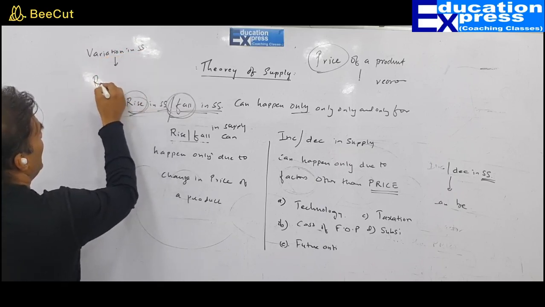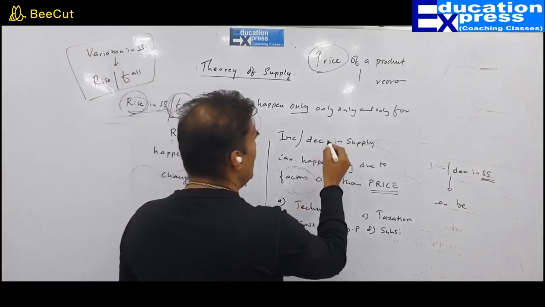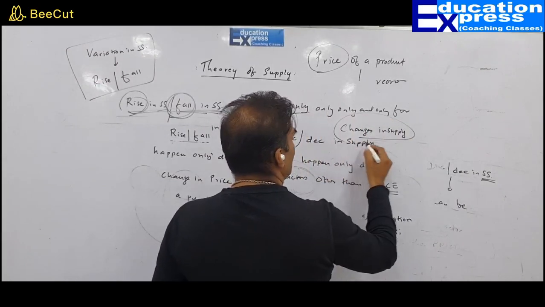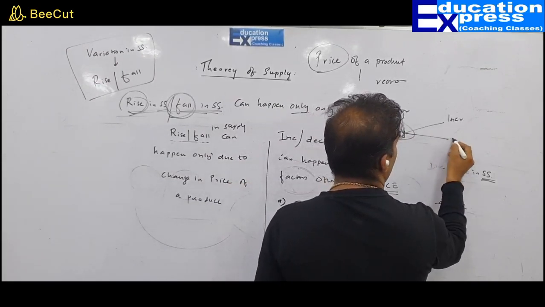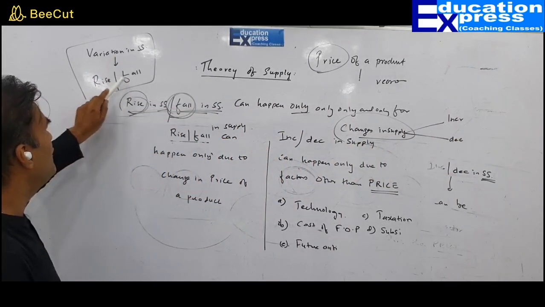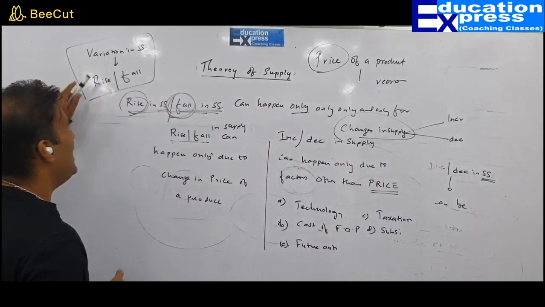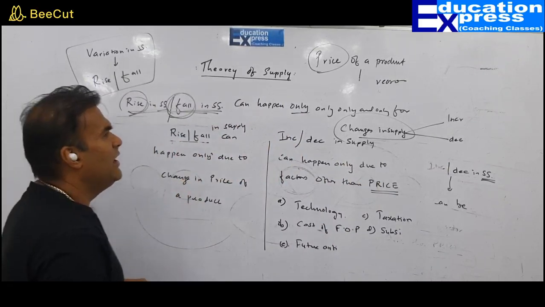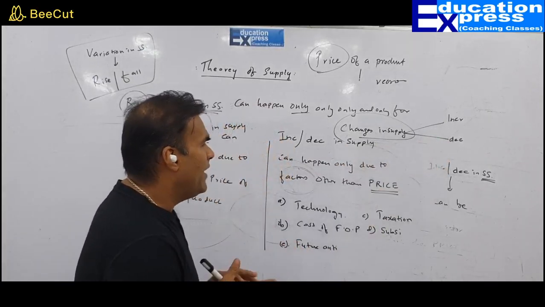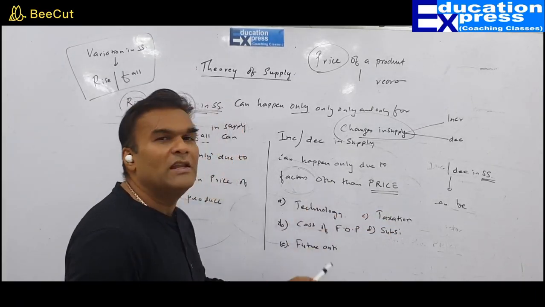That means I am talking about either a rise in supply or a fall in supply. But when I use the words changes in supply, you know what it means? Changes in supply means either an increase or a decrease in supply. So basically, variation in supply means rise or fall in supply. Changes in supply means increase or decrease in supply. Variation can happen due to a change in price only, whereas changes in supply, which means increase or decrease, can happen due to any factor other than price, namely the listed factors.